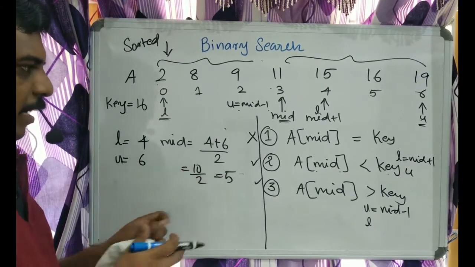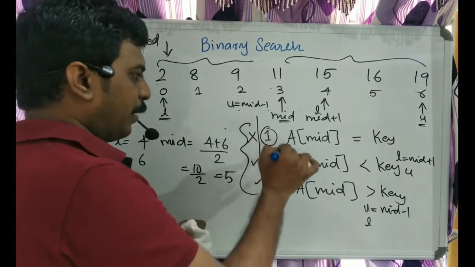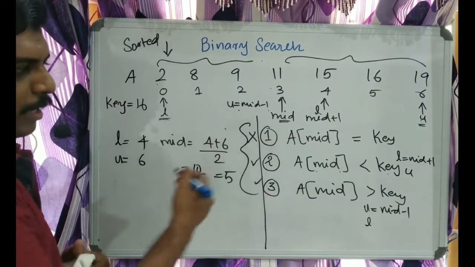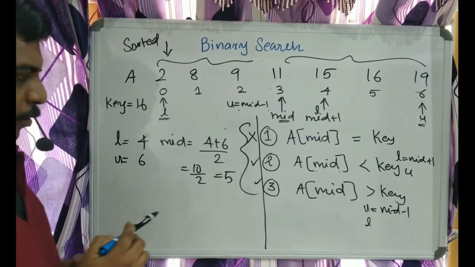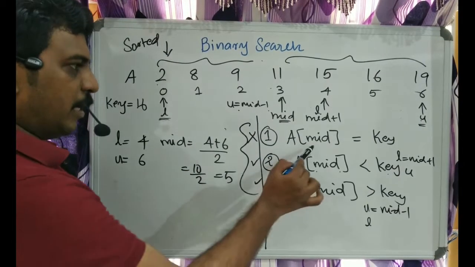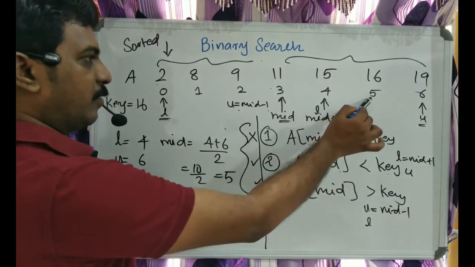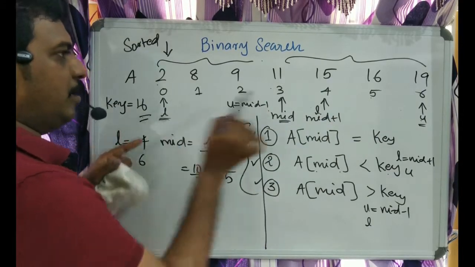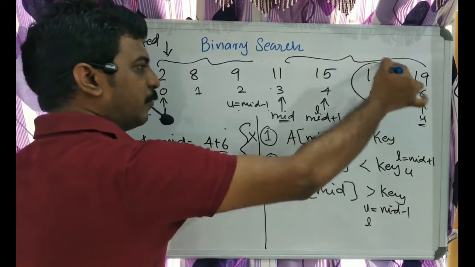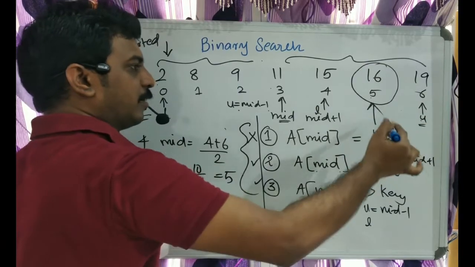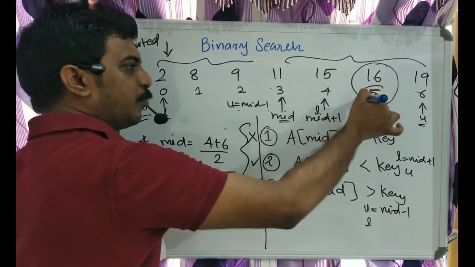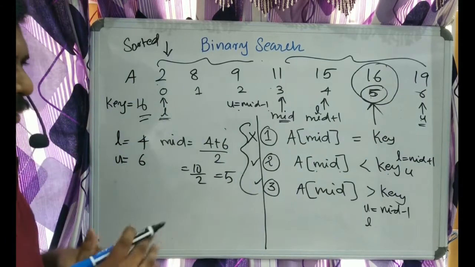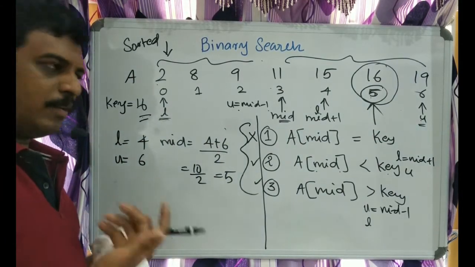Then I am comparing all these three cases again. I take the first case, A of mid equal to key. What is A of mid? A of 5 is nothing but 16, and 16 is equal to our key. Then the binary search will successfully return, and the element being searched for is found at position 5. Okay, so in this way the binary search algorithm will work.